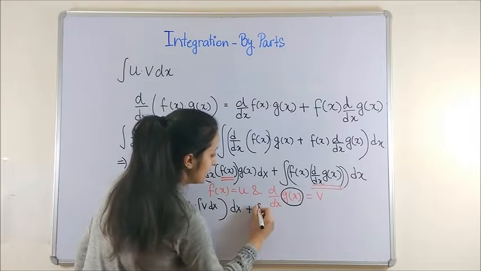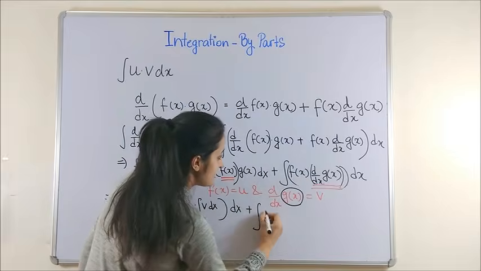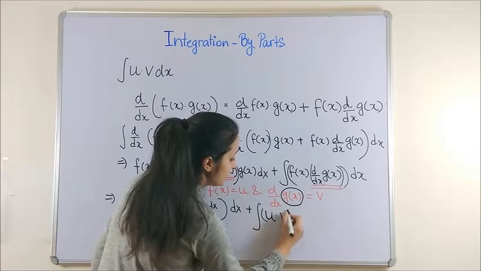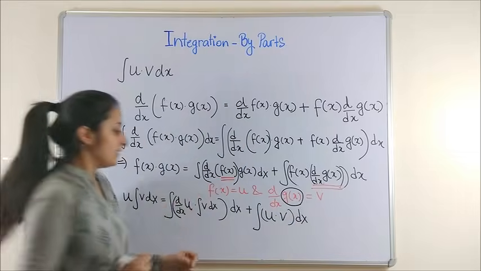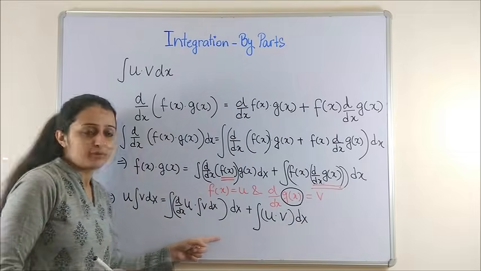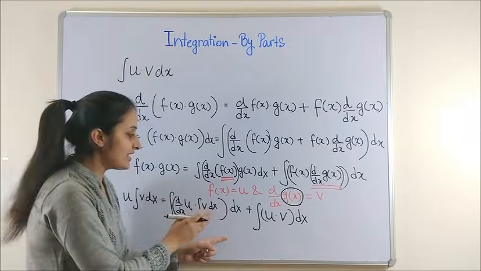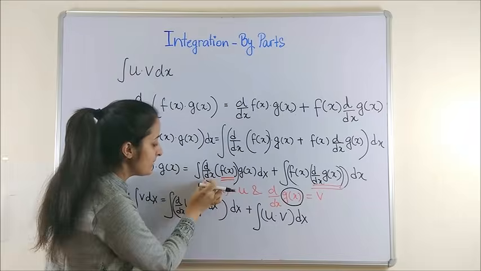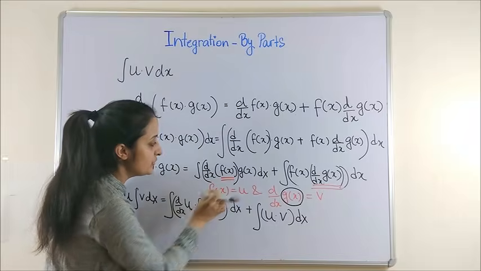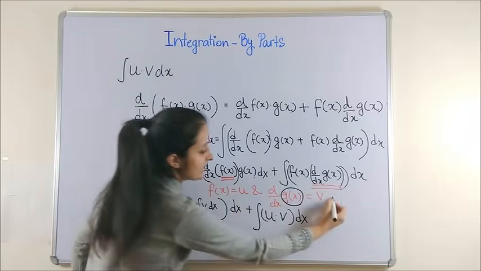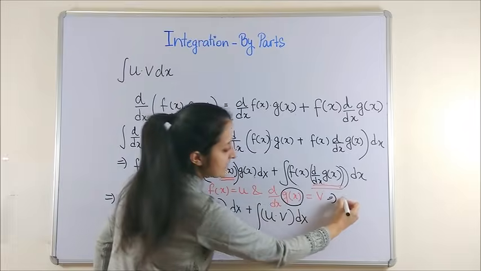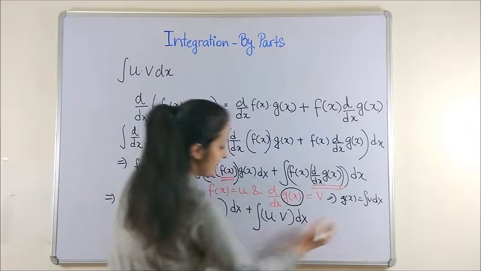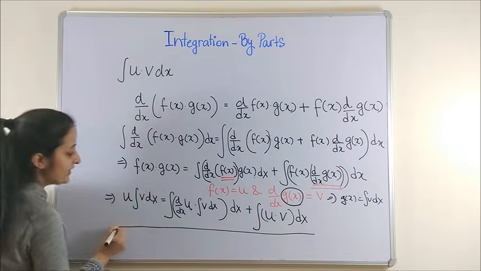And this one, f(x) once again is u, and d by dx of this is v. You might find this step complicated, but look at it once again. d by dx of f(x), so this becomes d by dx of simply u, and your g(x) once again is attained by taking the integral of both sides, which gives you the integral of v dx. So this is the final answer.